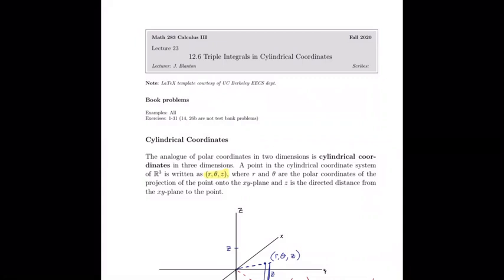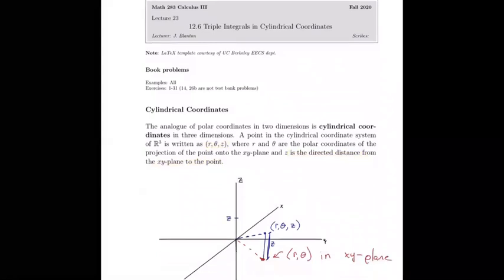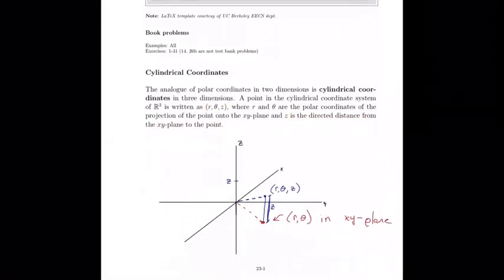It's the directed distance of the point r, theta, z above the xy plane. In other words, that vertical distance coming up from the xy plane or downward. So a point in polar coordinates in 3 dimensions looks like the following. We first sweep out an angle with the positive x-axis. That would be this, theta, right here. And then we travel a distance r in the xy plane. That's this length along the red dotted curve. And that gets us to r, theta in the xy plane.